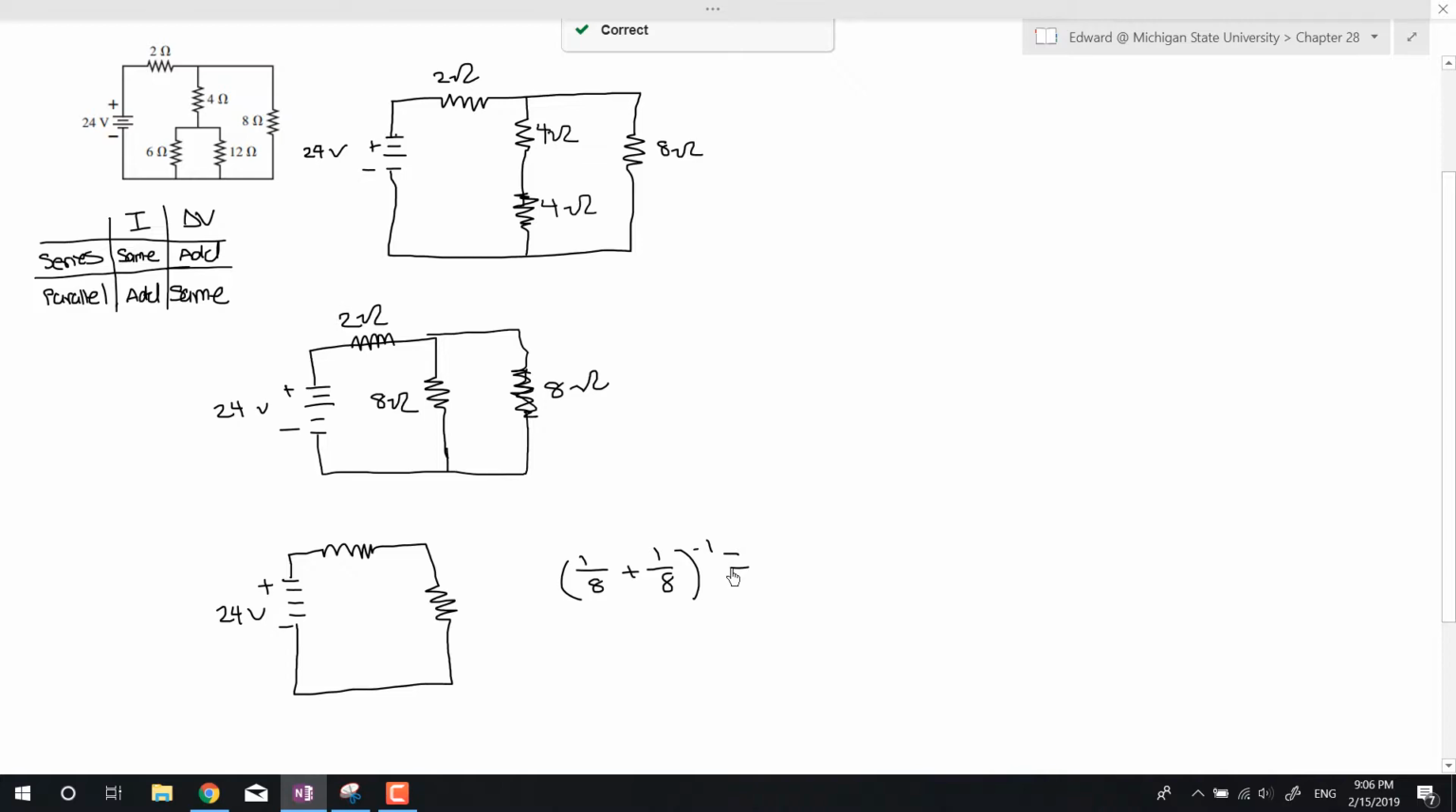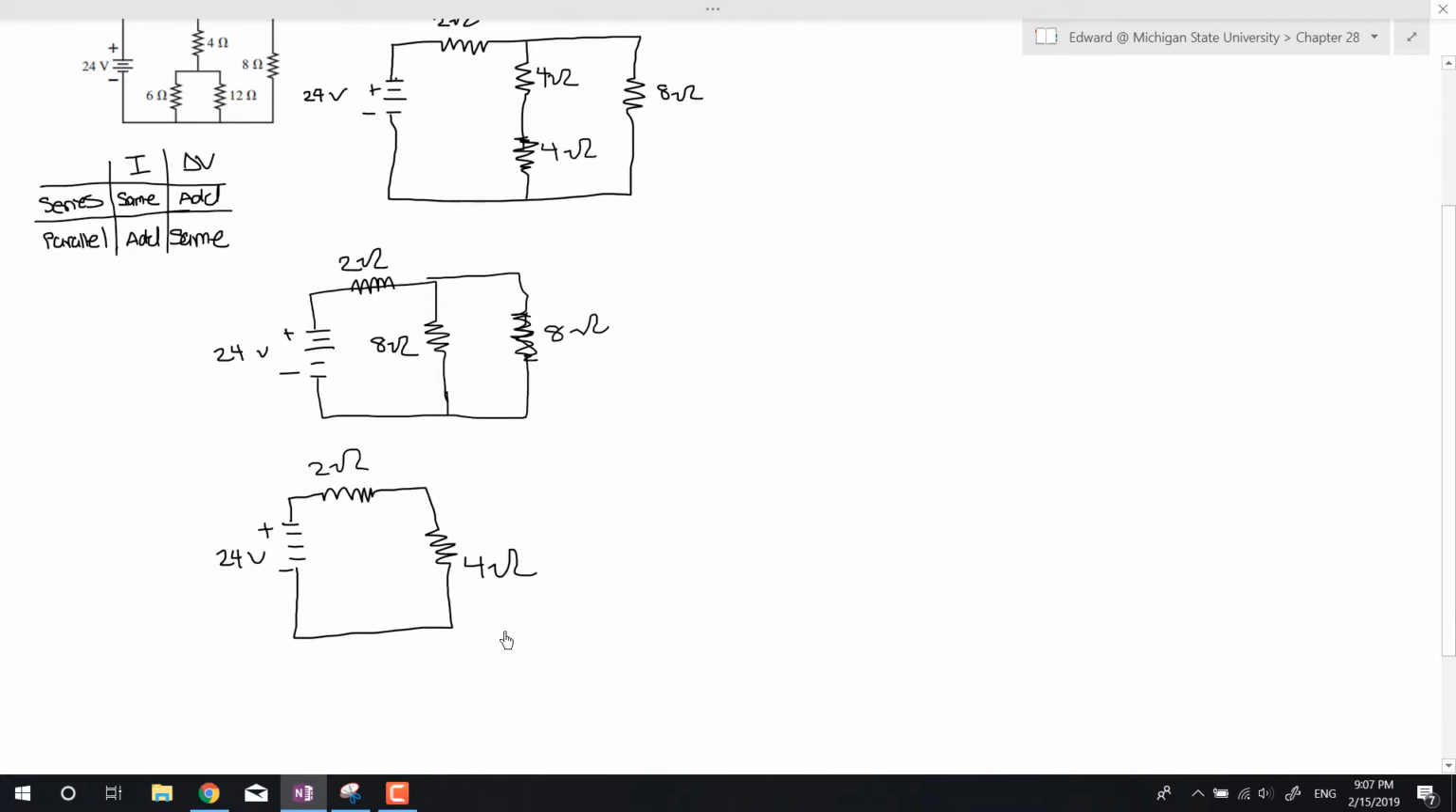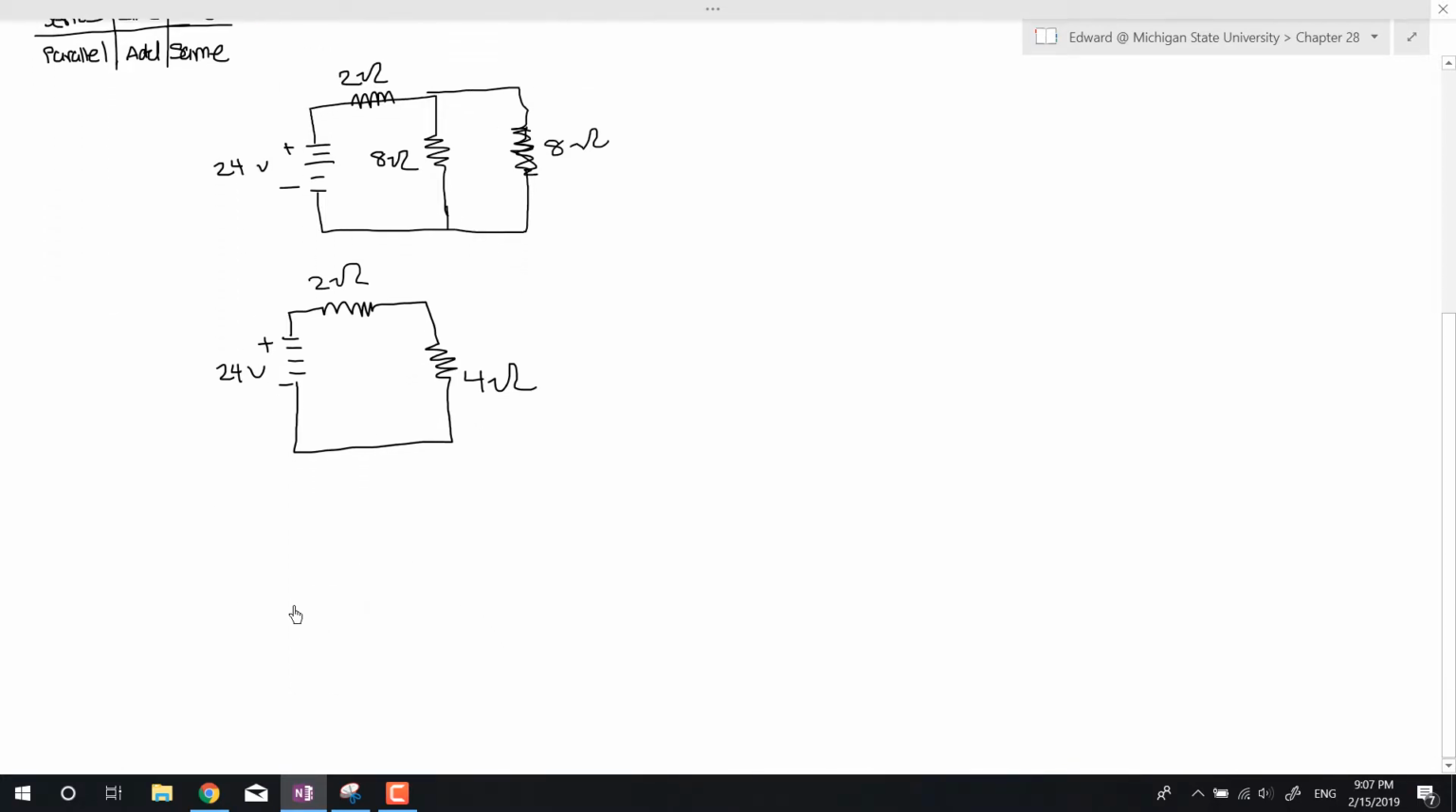So 1 divided by 8 plus 1 divided by 8 will give you 4. So the equivalent resistance is going to be 4 ohms. I'm erasing this because we're going to use this space later. You guys will see why. This again will remain as 2 ohms as that was untouched. And as you can see, these two are in series, so we can just add them up to get the equivalent resistance. We're going to have the battery again, which is always 24 volts, and only one resistor, and that's just going to be 6 ohms because we just added it up.